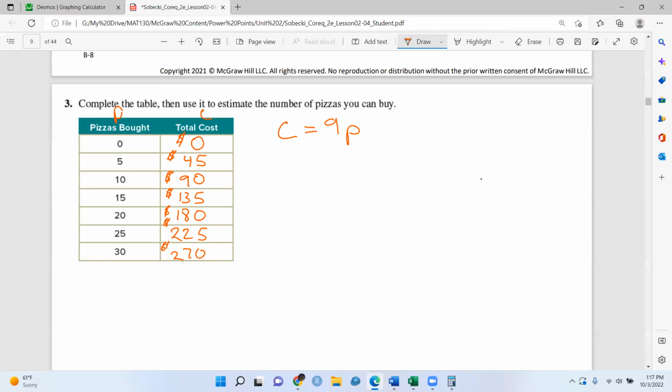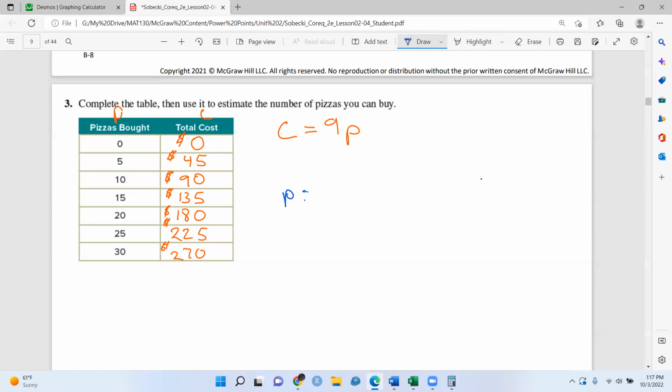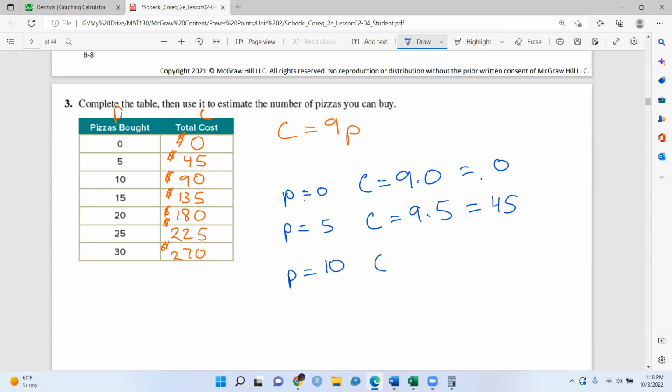Maybe it would be helpful to show how I got each of those. So when P equals 0, I did C equals 9 times 0. When P is equal to 5, which is the second line, I did C equals 9 times 5. That's 45, and that's 0. This is called substitution, where we're taking our equation and we're substituting in the value for P. Okay. I'm just going to assume you're good.